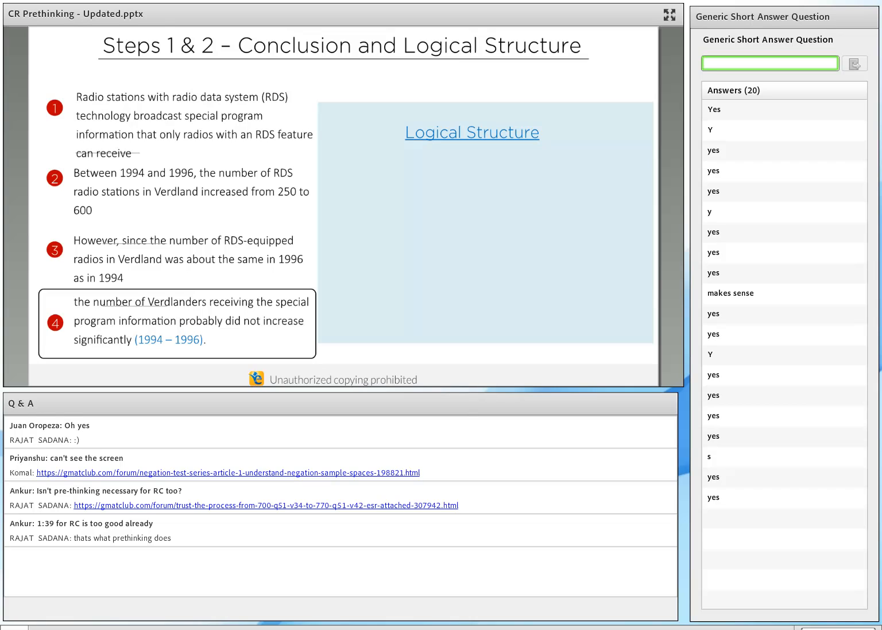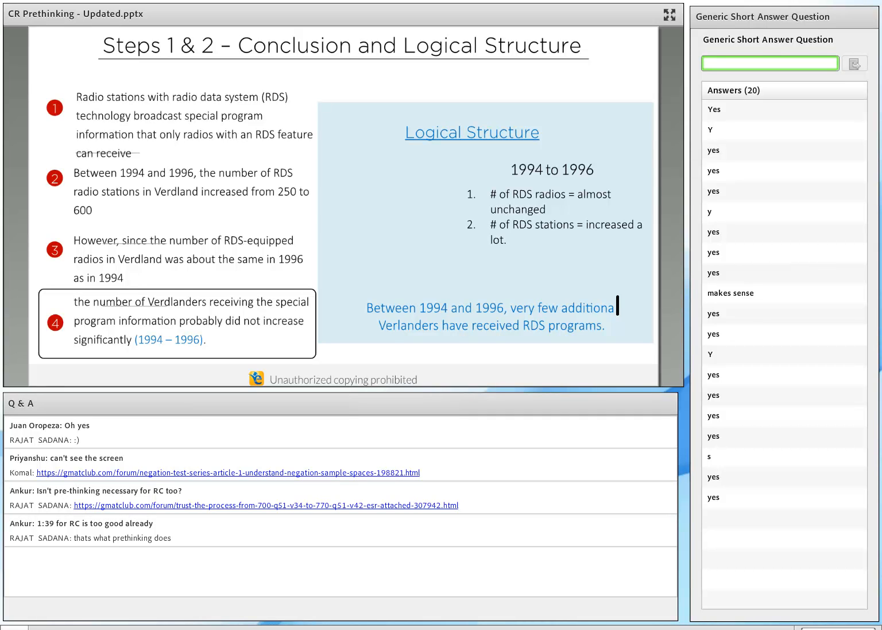Okay, let's create what we call a logical structure. This is slightly complex. What we're saying is between 94 and 96, very few additional Erlanders received RDS programs, and for some reason, this tool removes I's and L's from text. So what happened between 94 and 96? The number of radios remained almost unchanged. The number of RDS stations increased a lot. And the context is that to receive RDS programming, you need an RDS radio station. Based on this, we are saying very few additional Erlanders receive RDS programs.